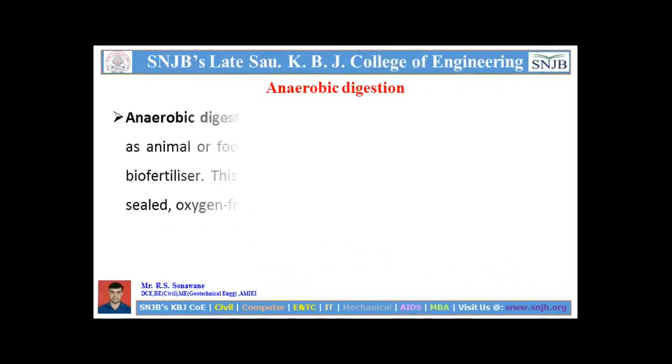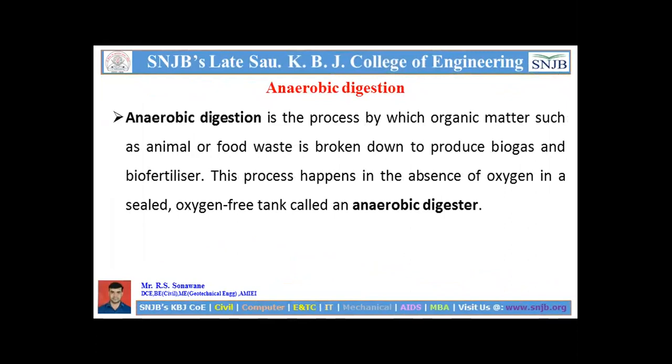So first, anaerobic digestion. The meaning of anaerobic digestion is that it is the process by which organic matter, such as animal or food waste, is broken down to produce biogas and biofertilizers. This process happens in the absence of oxygen, in a sealed, oxygen-free tank called an anaerobic digester.